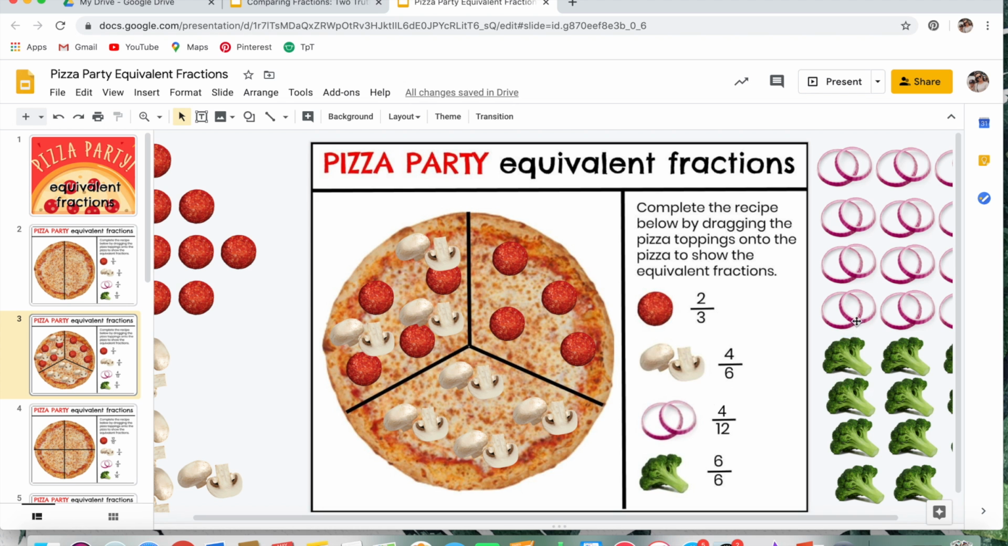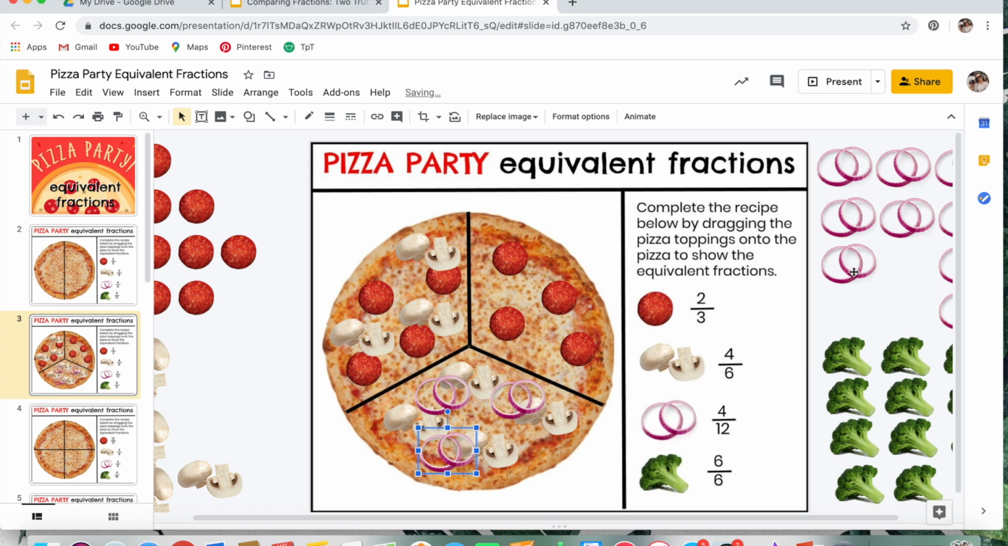Okie dokie. So 1/3 of my pizza needs to have onions on it. I'm gonna drag these onions to the slice of my choice. Choosing this one. It's gonna be a veggie lover slice. There we go. Last one. 6/6 of my pizza is going to have broccoli on it. Probably a lot of you don't want to eat this pizza anymore, but that's okay. I'm still going to follow the recipe.